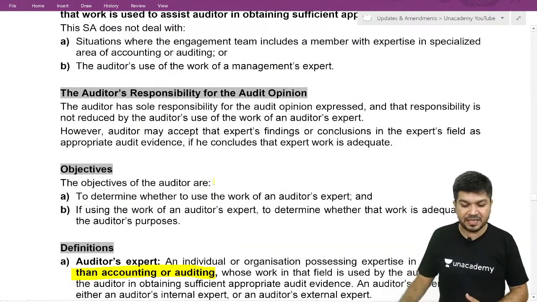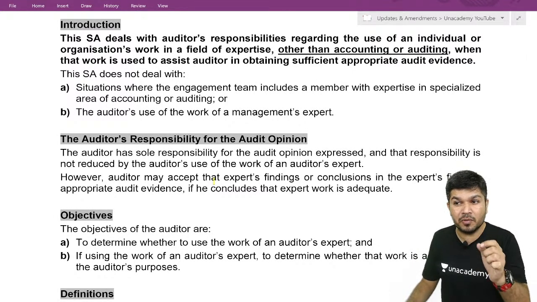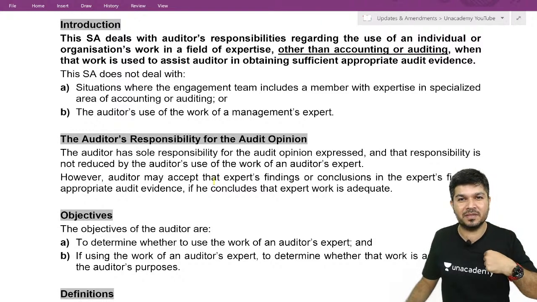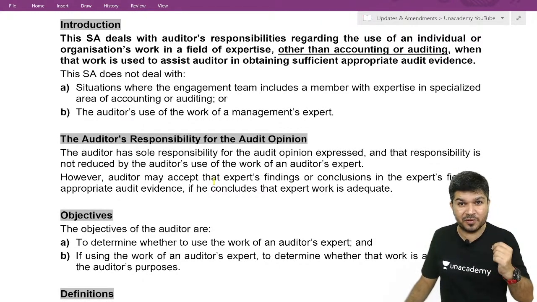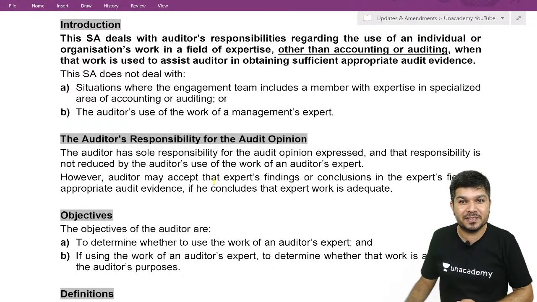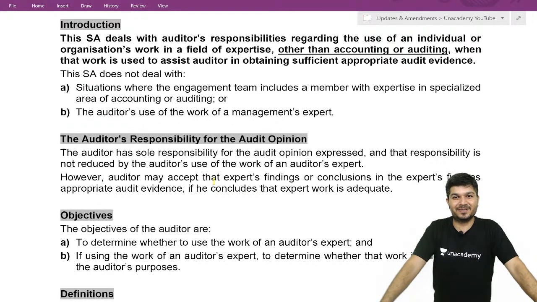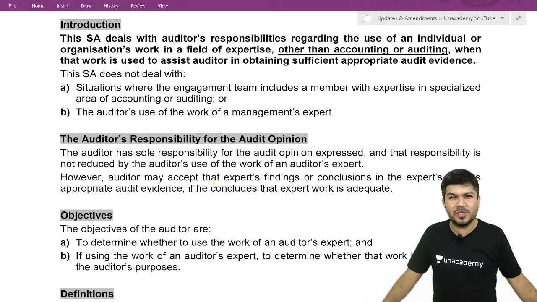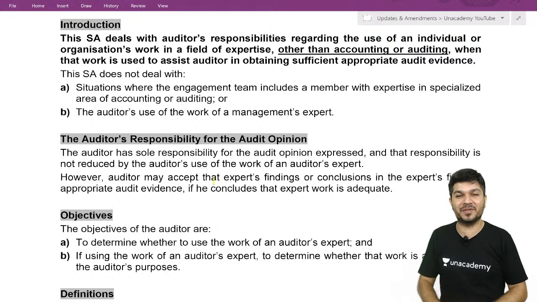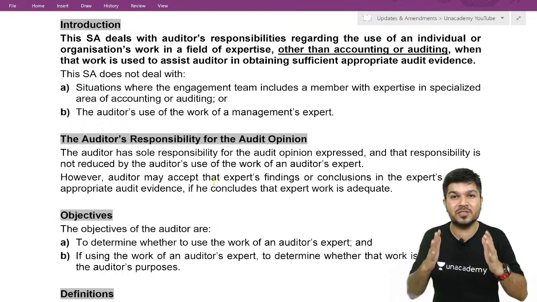Now sir, if I rely on the work of an expert, and later on a fraud is found in their work, would I be responsible? What do you think? Would I be responsible? Yes, because you selected the expert. If you choose a wrong person, that is your mistake. That is your fault only. The sole responsibility of audit is only on you.